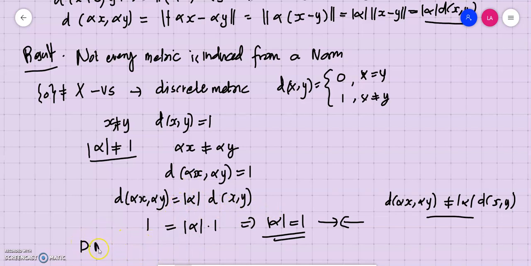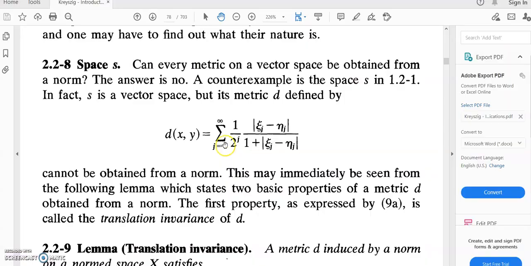The discrete metric is not induced from a norm. So in general, not every metric can be induced from a norm. This is what the result is. We can further give one more example. The example is the sequence space.